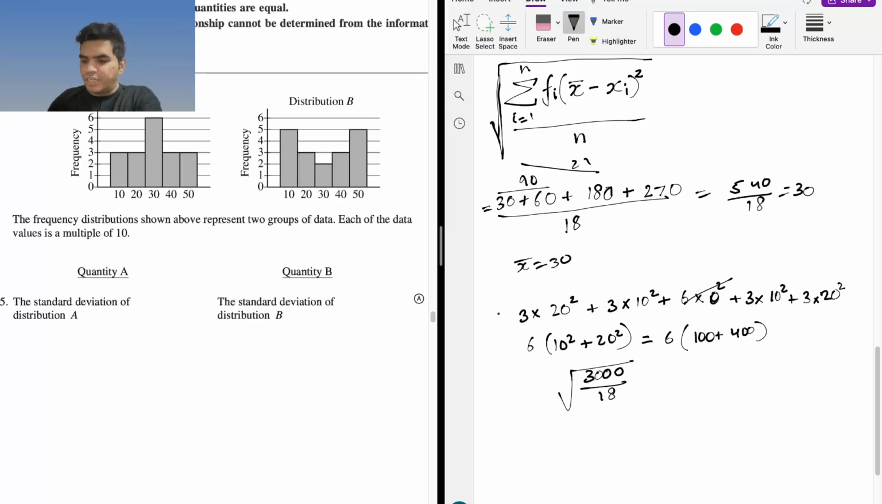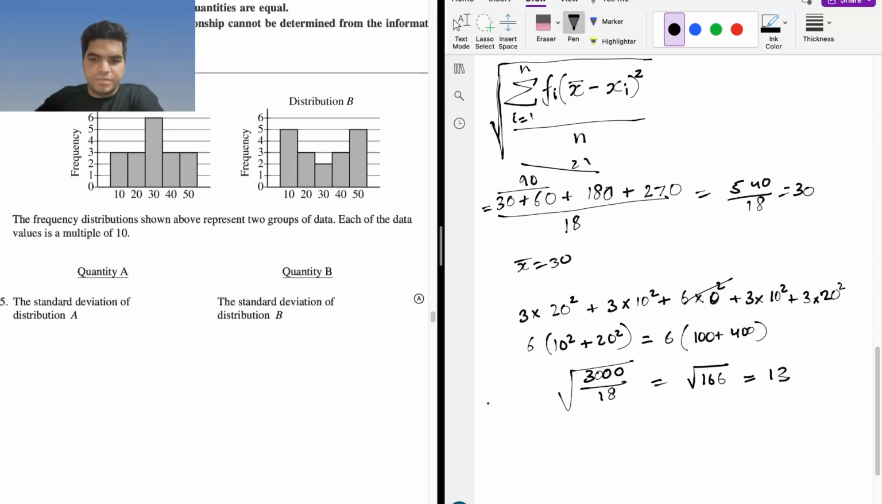Let me just check it. Yes, 166. So root 166 will be nearly 12.9. So nearly we can say it is 13. So the standard deviation is 13.